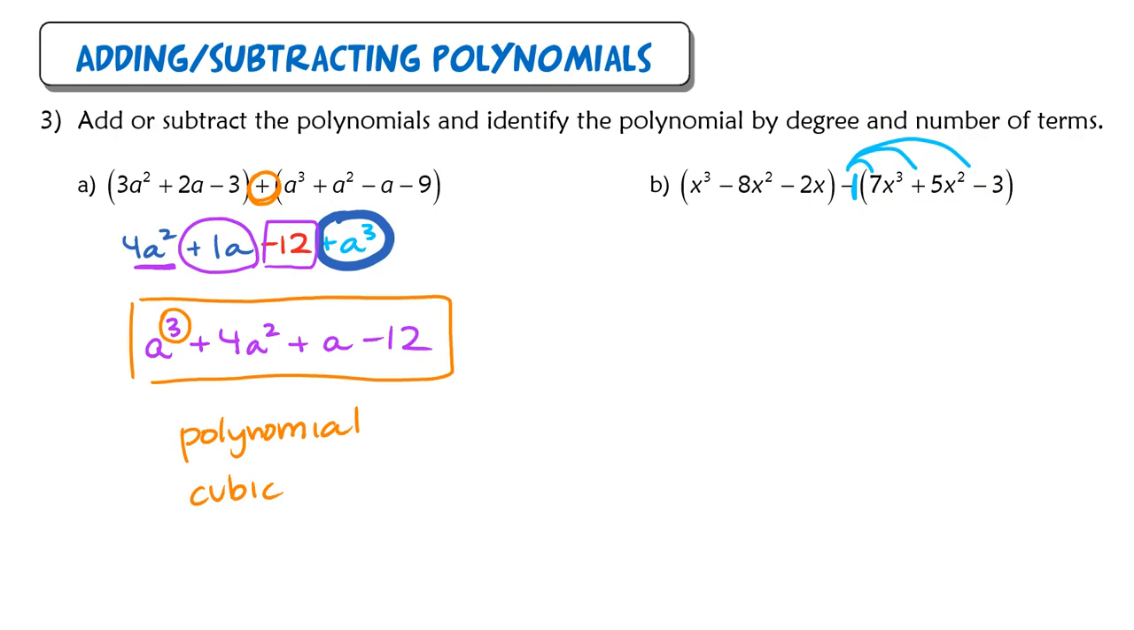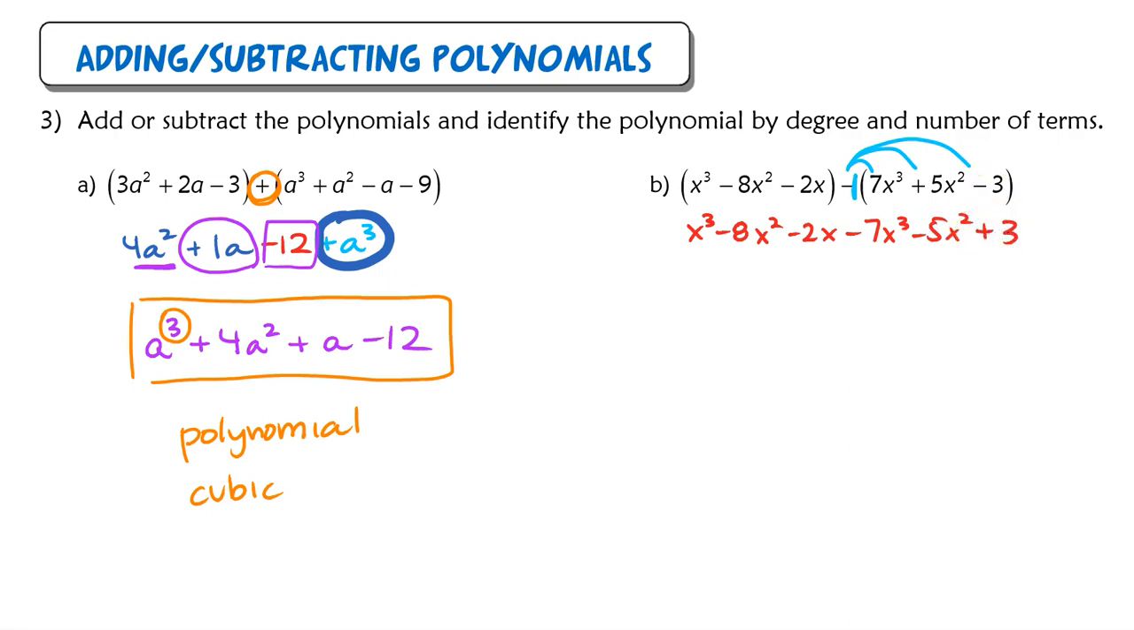So the first polynomial is actually going to stay the same. I'm just going to drop down all the terms, exactly the same. But then here I'm going to rewrite all of these terms. Since I'm distributing a negative, that 7x cubed now turns to negative 7x cubed. This 5x squared now becomes negative 5x squared. And that negative 3 becomes positive 3.